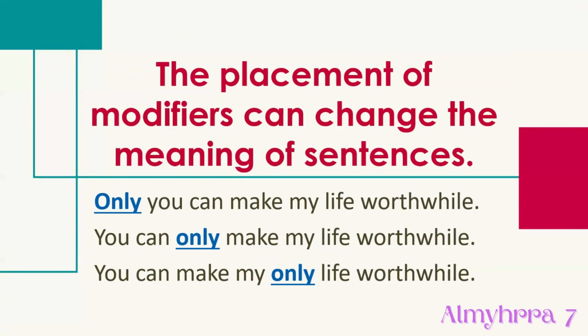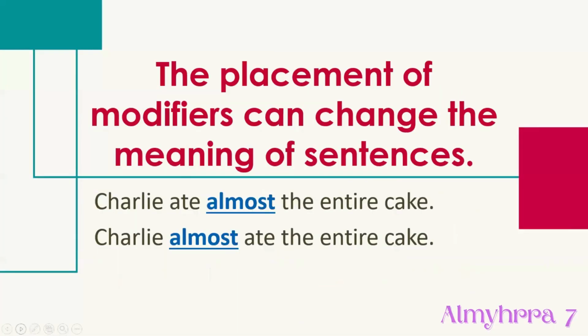Number 3, you can make my only life. This time, only becomes an adjective modifying the noun life, meaning the only life, one life that I have. You see, the placement, the position of adjectives or adverbs can mean another thing. The placement of modifiers can change the meaning of sentences, as we have just said.